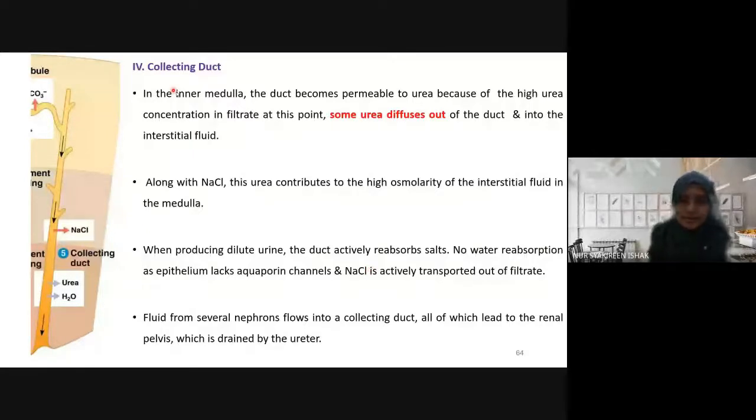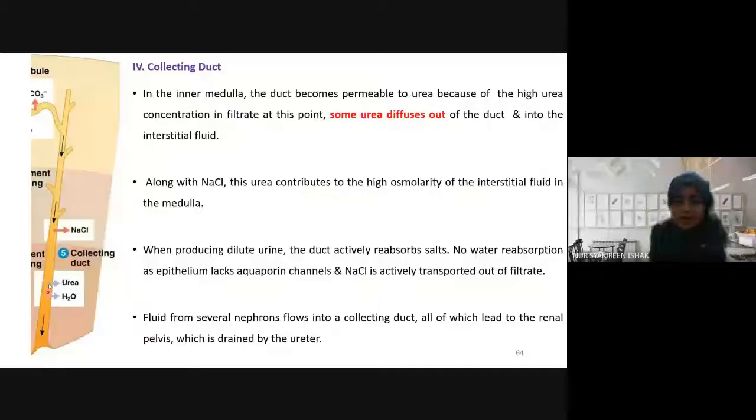Okay. So in the inner medulla, the ducts become permeable to urea because of the high urea concentration in the filtrate. Some urea, not all, some urea will diffuse out. Okay. Sebab concentration of urea dah tinggi sangat dekat filtrate ni, right, in this region. So some urea diffuses out of the ducts into the interstitial fluid. Along with sodium chloride, this urea, tolong highlightkan, contributes, okay, to the high osmolarity in the interstitial fluid in the medulla. Please take note of this point.